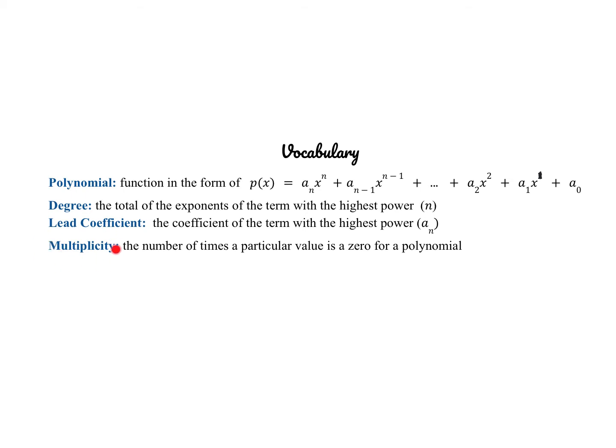And last, multiplicity. So multiplicity is the number of times a particular value is a 0 for a polynomial. So we know that a 0 is just simply another way of describing an x-intercept or a root. So sometimes a value can actually be a 0 multiple times for a single polynomial. So we call this maybe a double root or a triple root. And so that would have a multiplicity of 2 or 3. So we care about multiplicity because if the multiplicity is higher than 1, it has a special effect on what our graph looks like. So we'll be talking about that today.